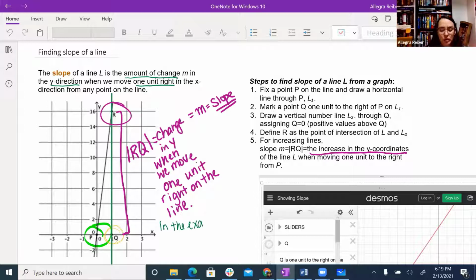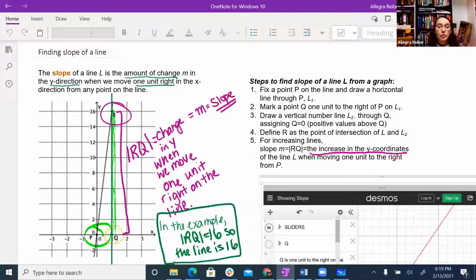If I measure the length of RQ, the length of RQ is 16, so the slope of the line is 16. On this graph of this line, as we move 1 unit to the right, we increase our height by 16.